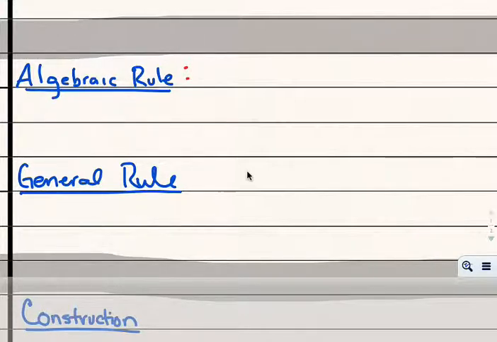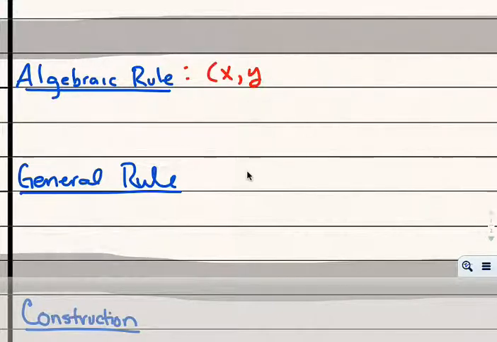Excuse me, I'm stumbling all over the place. So an algebraic rule is usually expressed like this. Whoa. Man, you know what? Let me just start over. That just got all sorts of messed up.